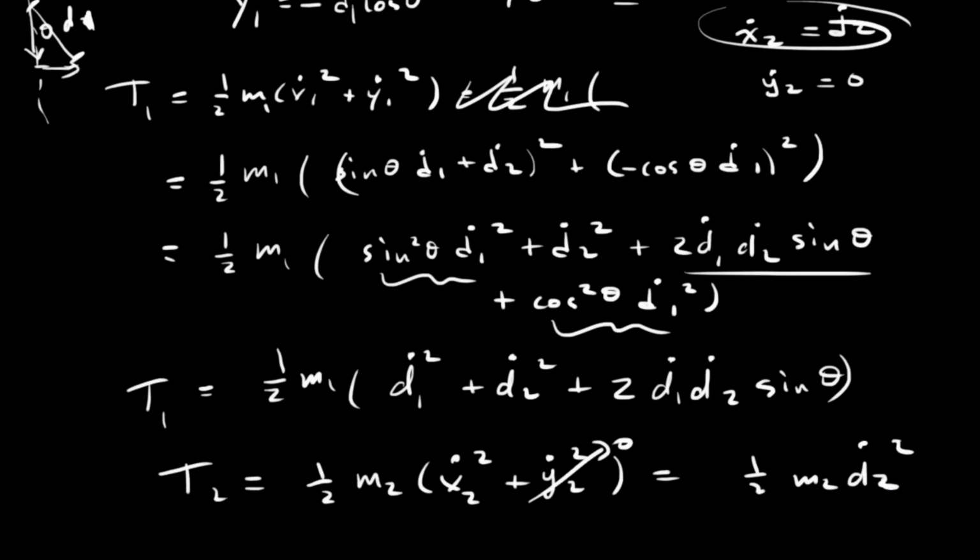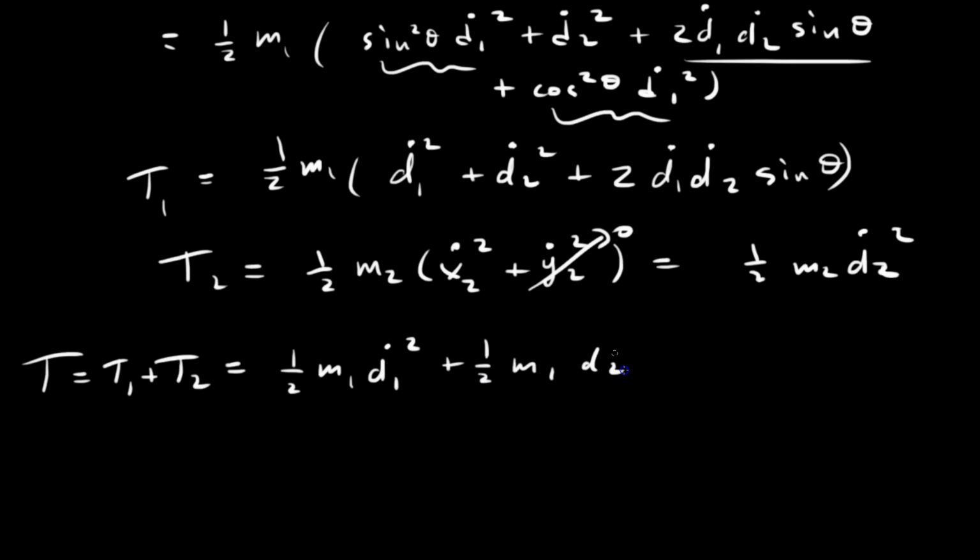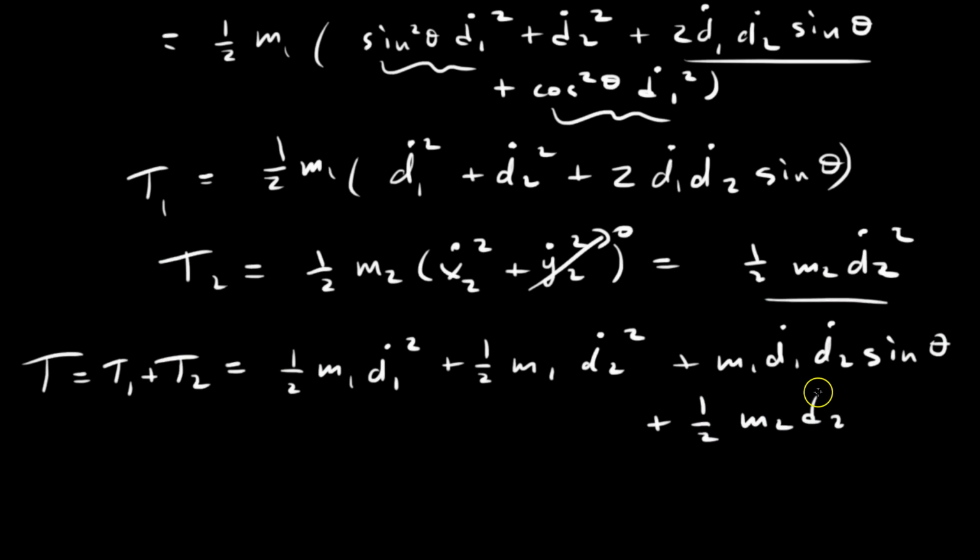Very, very easy. And thus, the total kinetic energy, T1 plus T2, is going to be 1/2 m1 d1 dot squared, expanding everything, plus 1/2 m1 d2 dot squared, plus the 2 cancels out, m1 d1 dot d2 dot sine of theta, plus 1/2 m2. We forgot about this term, d2 dot squared.